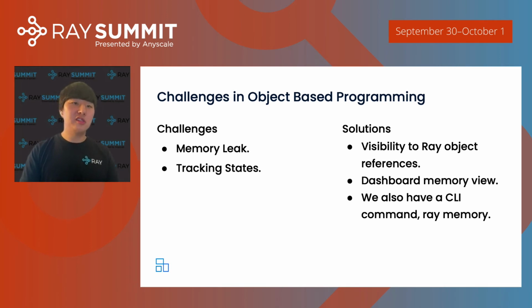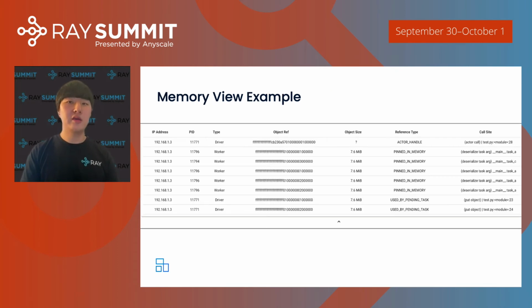And in order to solve this problem, we wanted to improve the visibility of Ray object references. We developed a client tool and also a dashboard called Memory View. This is how Memory View looks. As you can see, it has various information about objects and where they're referenced. And the coolest thing is that it shows the call site, so you can know where the objects are created.